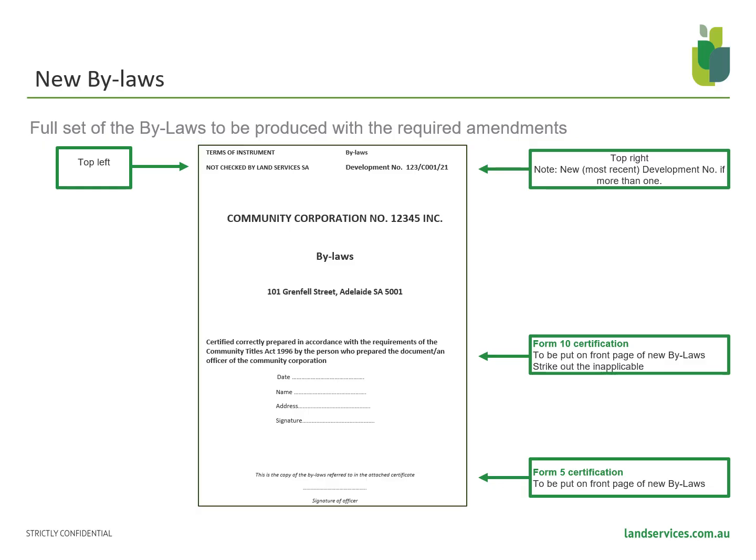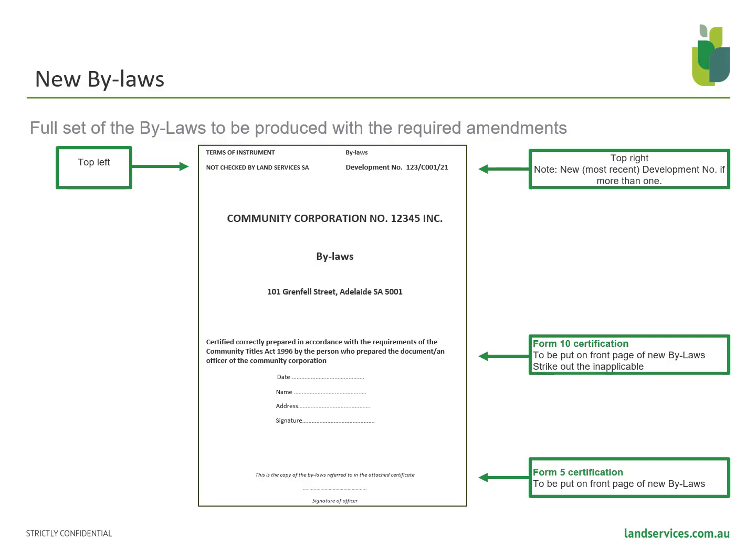Here is an example of the first page of the amended bylaws, with both the Form 10 and Form 5 certifications. This version must be the complete set of bylaws as per the original bylaws, with only the changes made by vote at the meeting. Invalid or superseded bylaws cannot simply be struck through on a copy of the original bylaws. The original Form 10 certification that no longer applies should be removed.